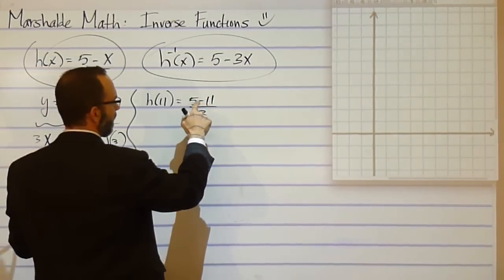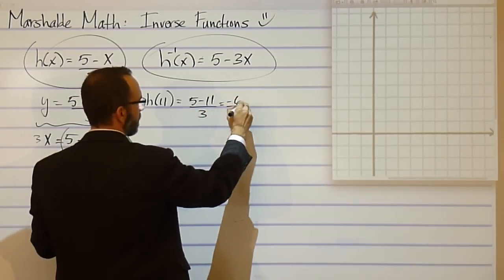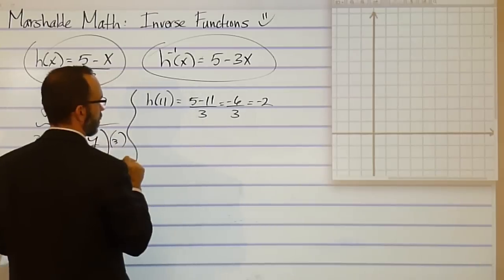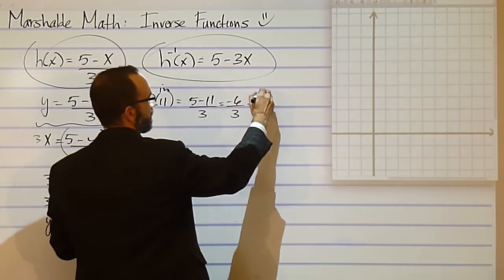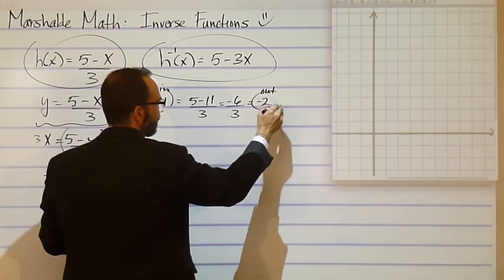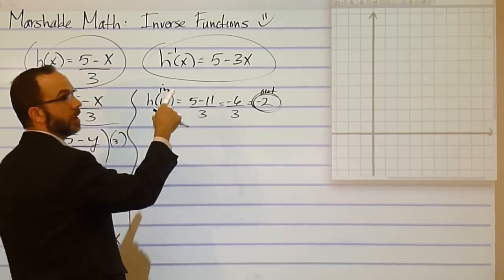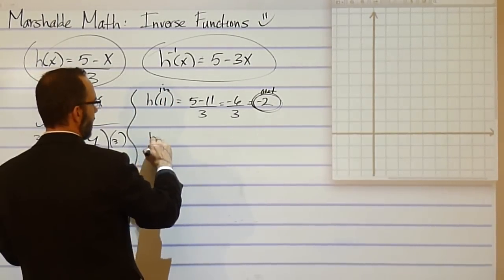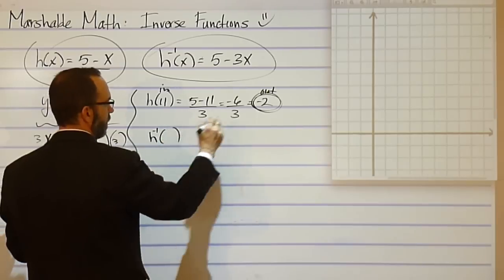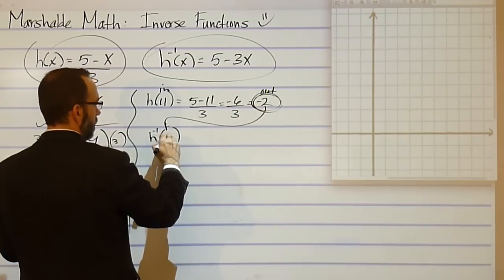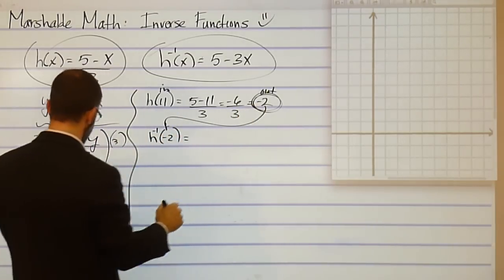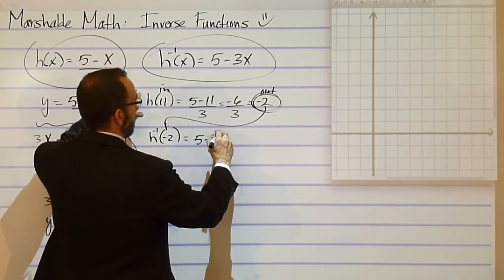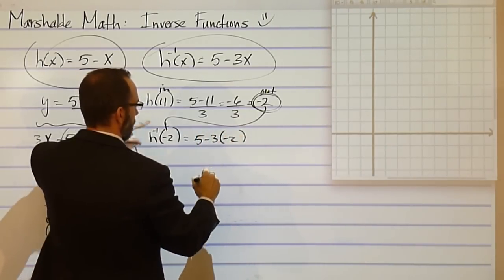h of 11: 5 minus 11, isn't that negative 6 all over 3? That's equal to negative 2, if I've done the work right. So this is the in, this is the out. Now I have to take that out and put it in my inverse function. So h inverse of negative 2 is equal to the inverse function 5 minus 3 times negative 2.